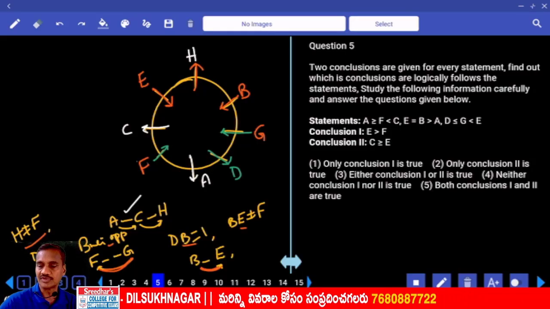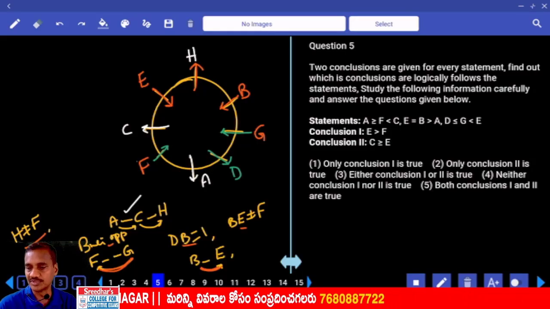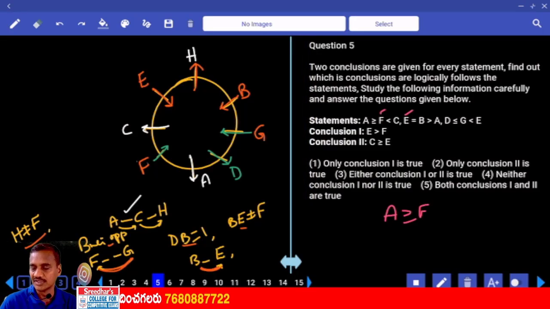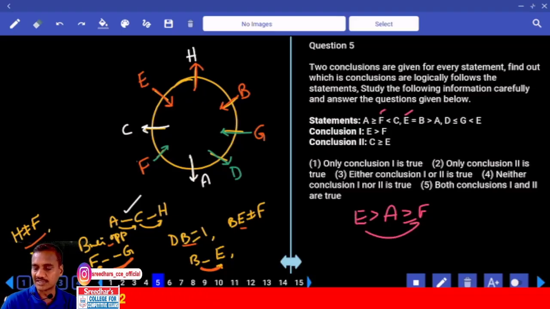Now E and F. First priority: E is here, F is here. Which element is common? A is common. A is greater than or equal to F, and E is greater than A. So E is greater than A, which is greater than or equal to F. E greater than F is definitely true.